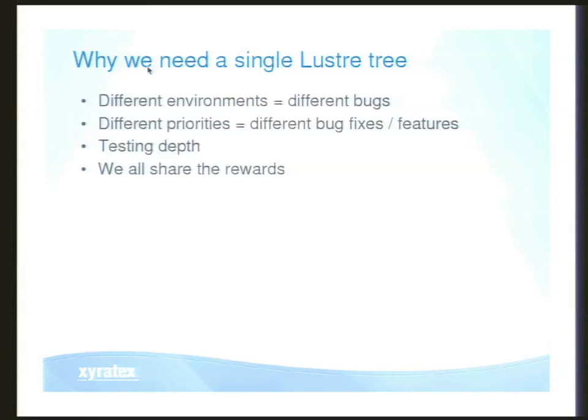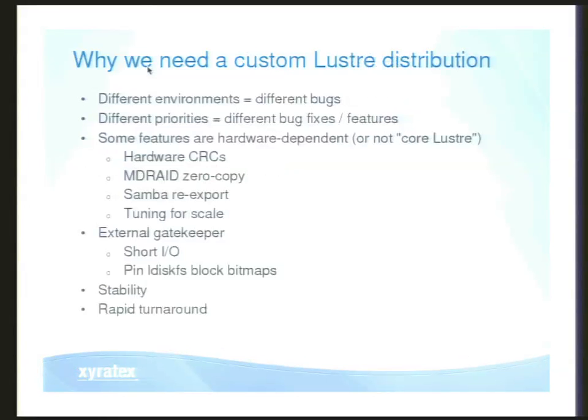Why do we need a custom Lustre distribution? Well, interestingly, the first two points are the same, or maybe not so interestingly. We have different bugs and different environments, and everyone's interested in their own bugs over pretty much everyone else's. We have different priorities of features as well. And so we want our features added first, and we want our bugs fixed first.